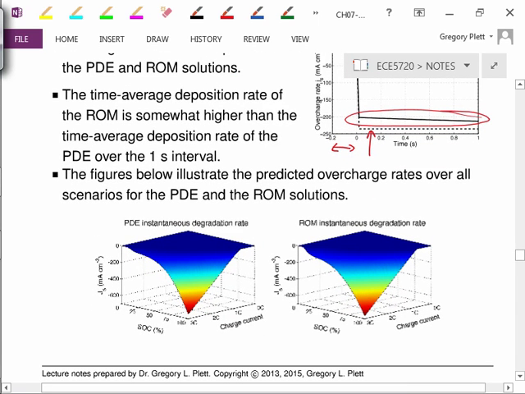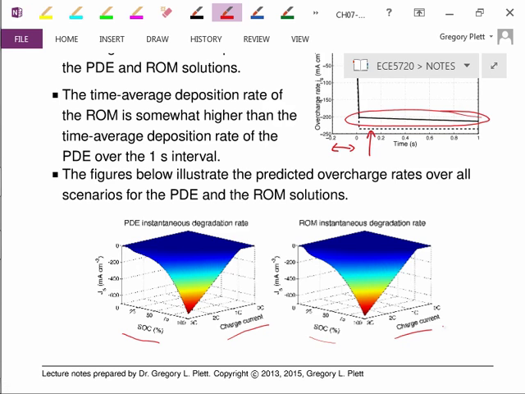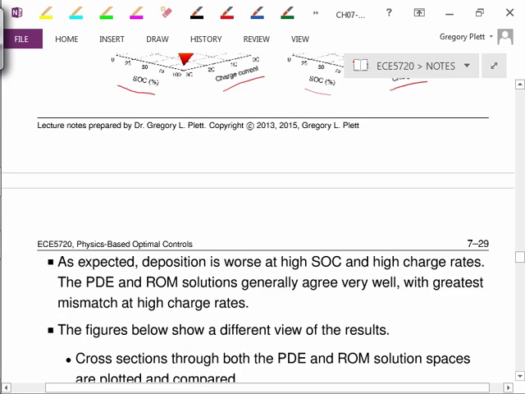Qualitatively, though, looking at the figures on the left, we have instantaneous degradation rate of the PDE model versus current and SOC, and on the right, the reduced order model versus SOC and current. And looking at the scales, they're very, very similar shape. So we're getting a great deal of the model, but maybe not perfect fidelity of the PDE model using this reduced order mechanism.